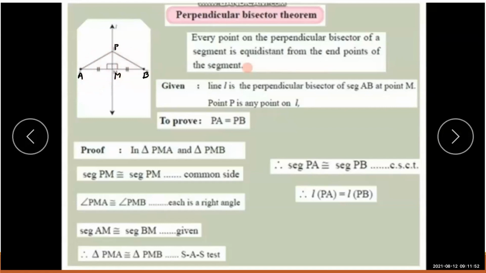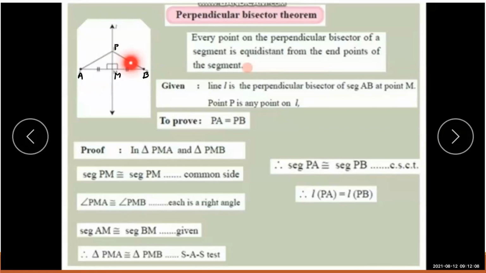Now how to show it? It is very simple. Let's see the two triangles formed here. Yes, those are the two triangles. Now let us show them congruent to each other by different tests of congruency.